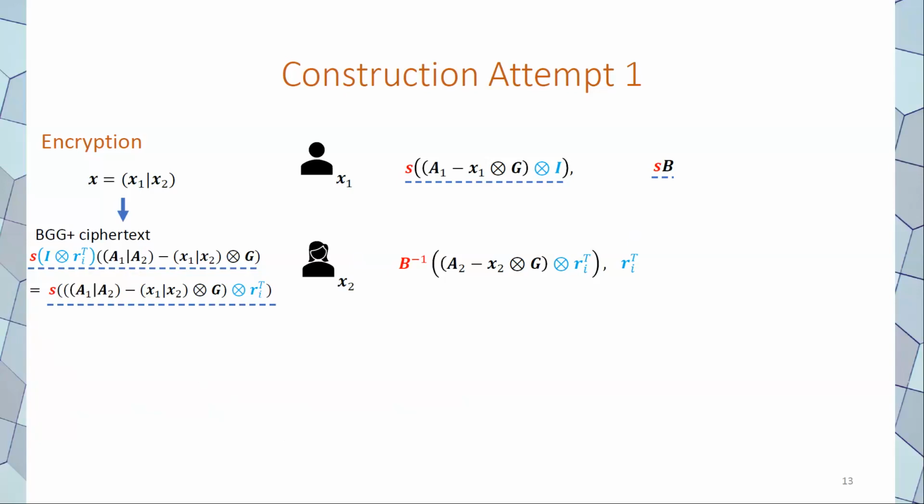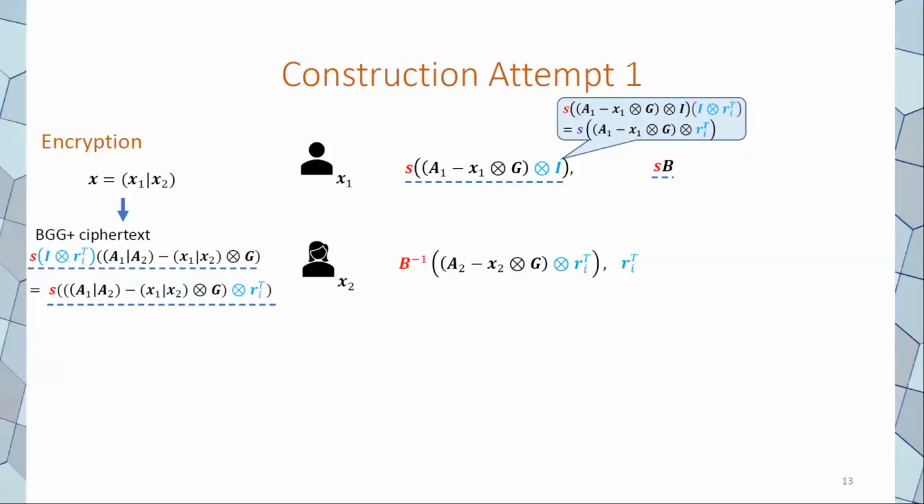So user 1 does not know Ri, but it does not even need to know at this stage. All it can do is make a placeholder for Ri transpose. And later, at the time of decryption, we can simply compute, right multiply the first ciphertext component with I tensor Ri transpose, which will give us the result. And now we are back to the original form of BGG plus ciphertext components with an added term Ri transpose.